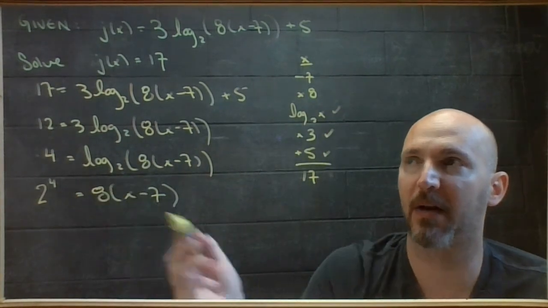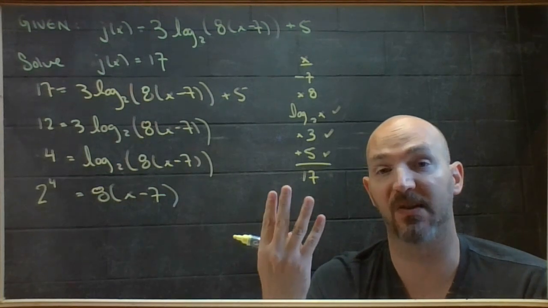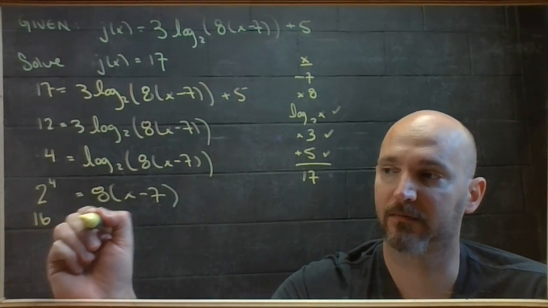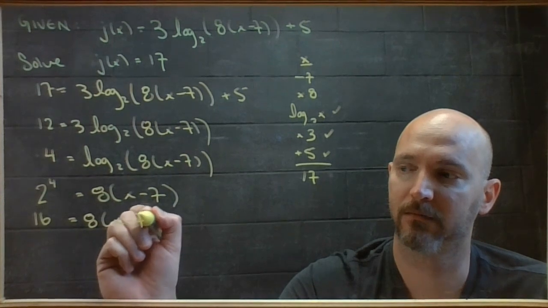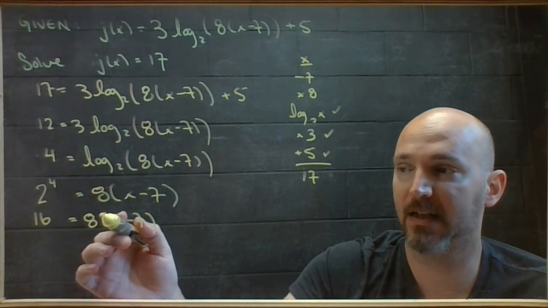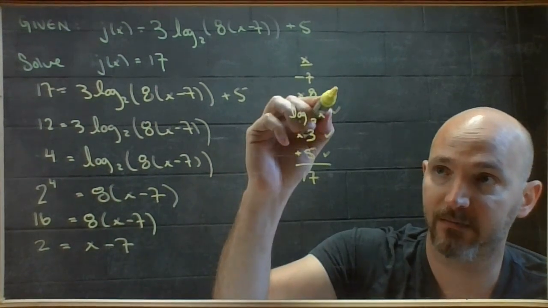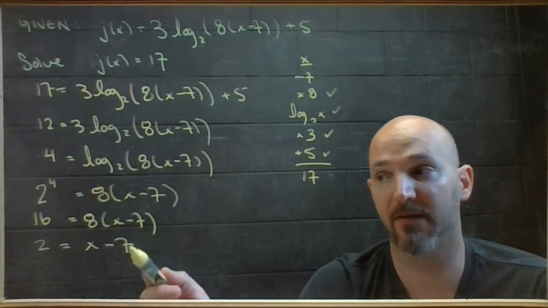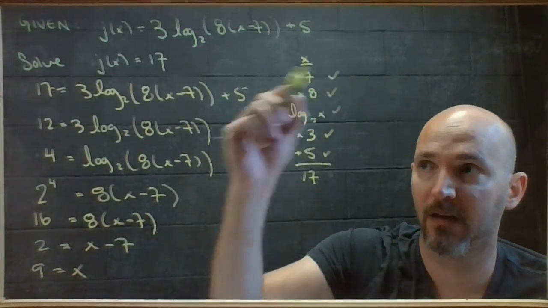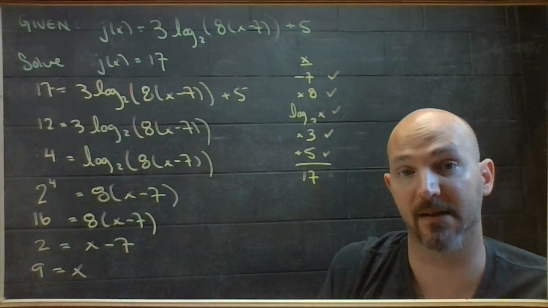Check. 2 to the power 4, 2 times 2 is 4, times 2 is 8, times 2 is 16. So 2 to the 4 is 16. I have to break this multiplication by 8. So 16 divided by 8 gives you 2. Check. And I break subtraction by 7 by adding 7. So 2 plus 7 is 9. So this logarithm here has a y value of 17 when x is 9.